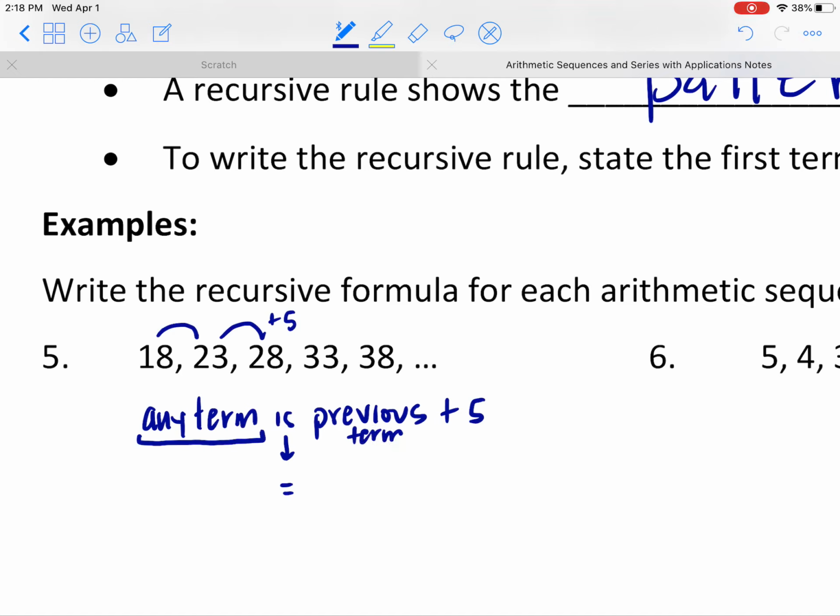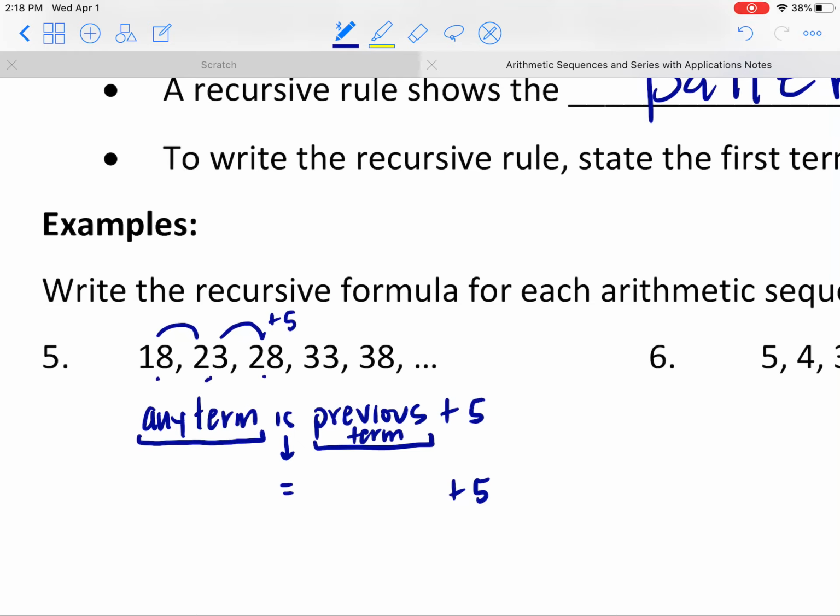So what we want to do is replace "any term" with some notation. We know how to replace "is"; that's an equal sign. Then the previous term, I meant to put the term there, we need to replace that with some notation. And then the plus 5 is just going to be a plus 5. So we want a mathematical way to say that any term in this list is the previous term plus 5. If I wanted to get to 23, I took the previous term of 18 and added 5. Or if I wanted to get to 28, I took the previous term of 23 and added 5.